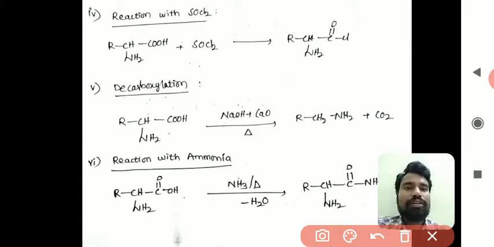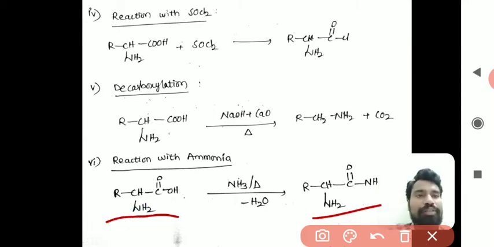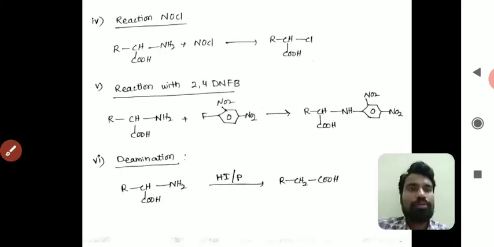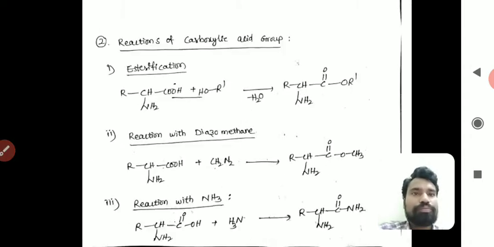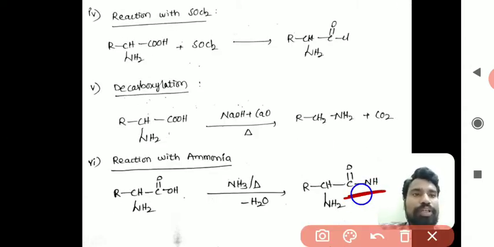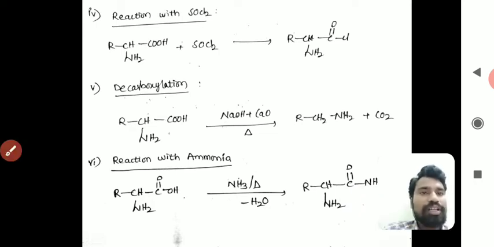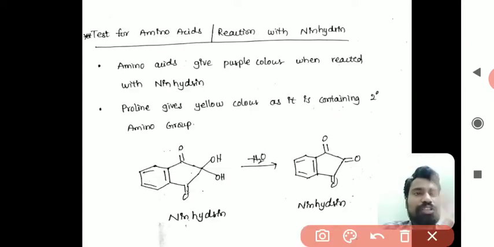The next one is the reaction with ammonia. Of course, we have discussed it earlier. This is the formation of amide, right? When the carboxylic acid group is reacted with ammonia, OH and H leave from here, and there is a formation of amide, that is C double bond O NH2, right? So these are the reactions of the carboxylic acid group of amino acids. First we discussed the reactions of the amino group, that is NH2, and next the reactions of the carboxylic acid group, right?